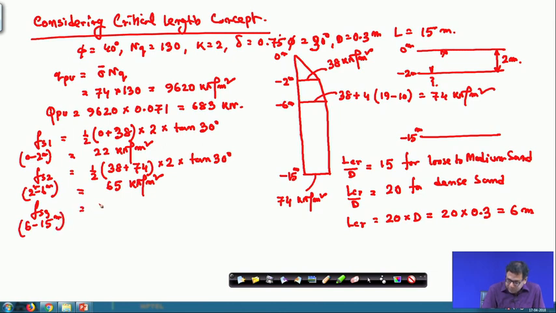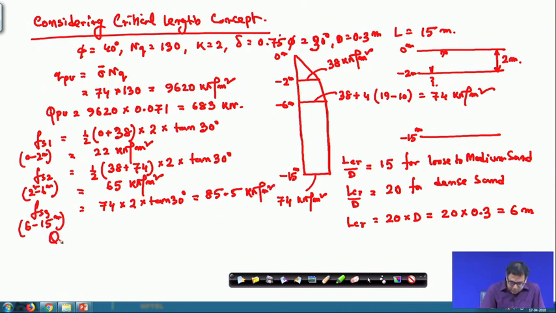So, that is equal to, because there is the uniform pressure. So, this pressure is uniform. So, I will consider only 74, then k value is 2 and this is tan 30 degree. So, that is equal to 85.5 kilonewton per meter square.